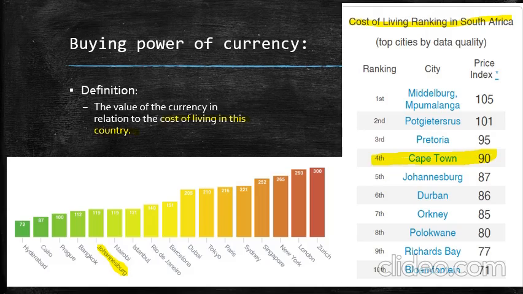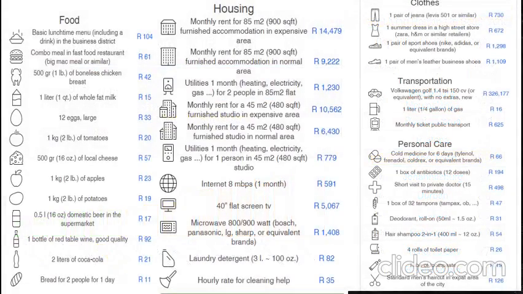So if we understand what the type of things are we need to consider when we calculate, it's all items like food, housing, clothes, transport, personal care, and entertainment. And here you can see they calculated the average price of these things for 1 or 2 people, depending on what they are going to use.